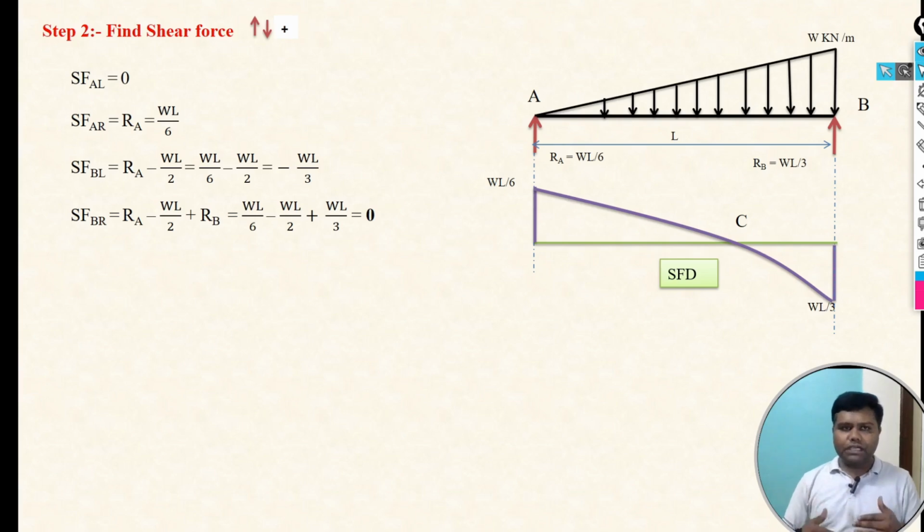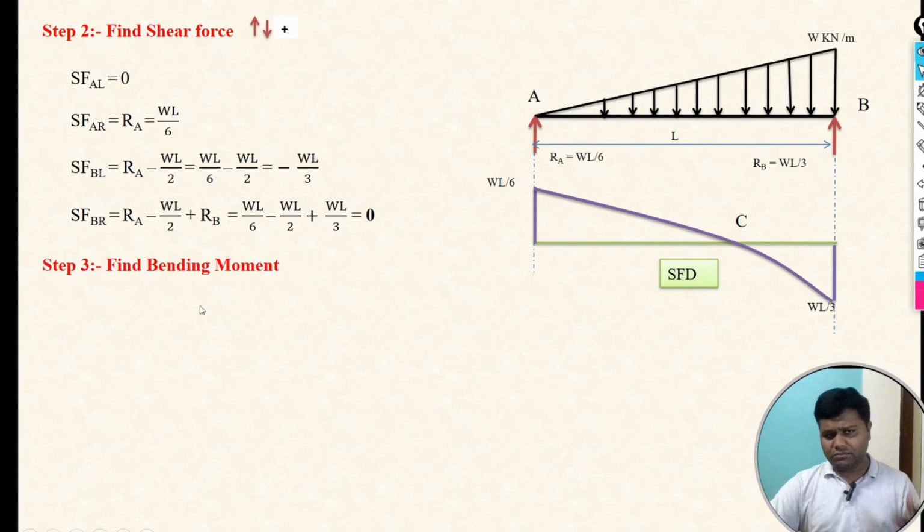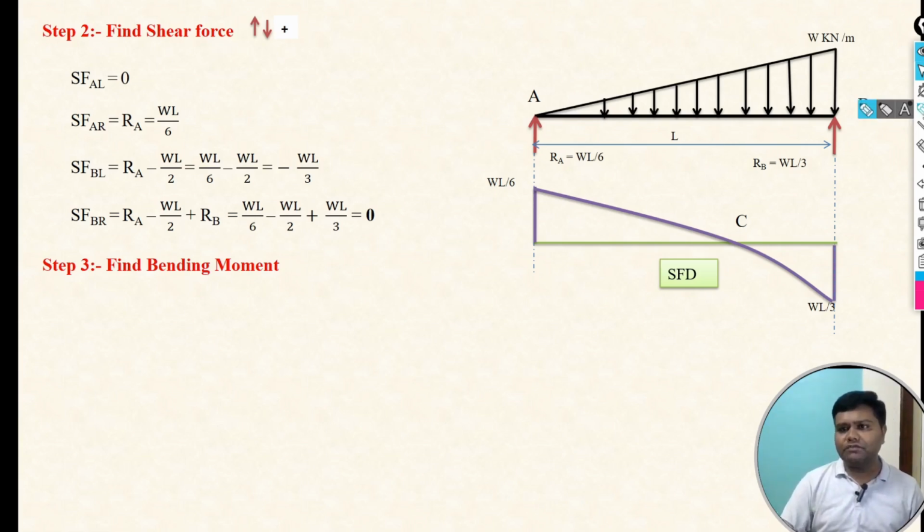Once we calculate the shear force, the next step is to calculate the bending moment. For the calculation of bending moment, again we have to take the bending moment at each point, and here we can see only 2 points are there. The first point is point A, and the second point is point B.